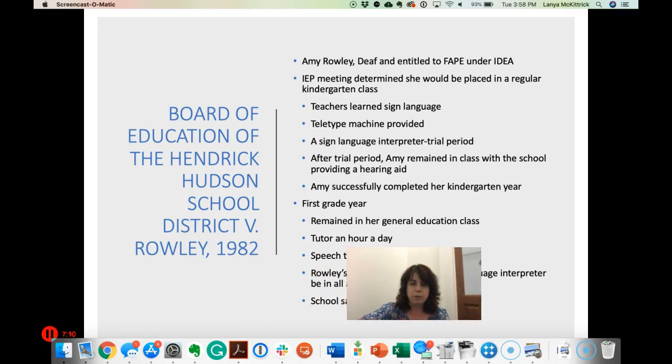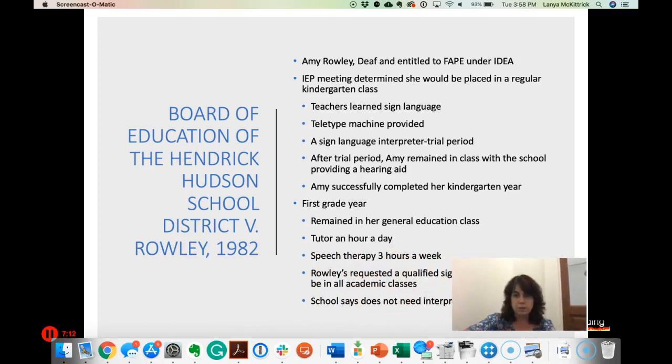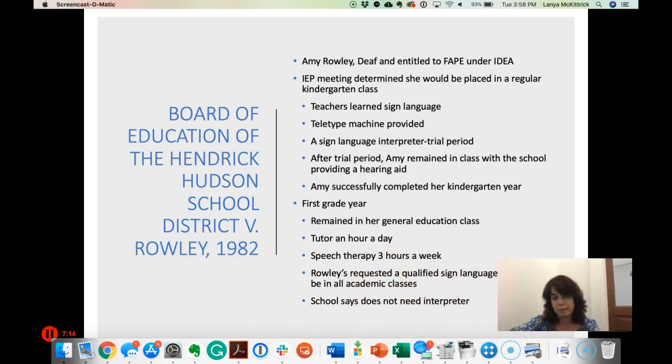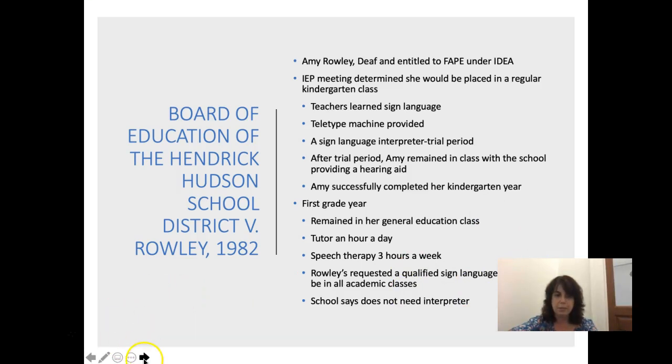Another really important case to understand is the Rowley case of 1982. We're going to talk about the Endrew F. case in just a minute, because that was a recent case. But up until a few years ago, when parents and schools would have some sort of disagreement about how to educate a student who has a special need, the case law would go to this Rowley case in 1982. I'm going to share these PowerPoints. I'm not going to go into all these details, but you'll have the details here.